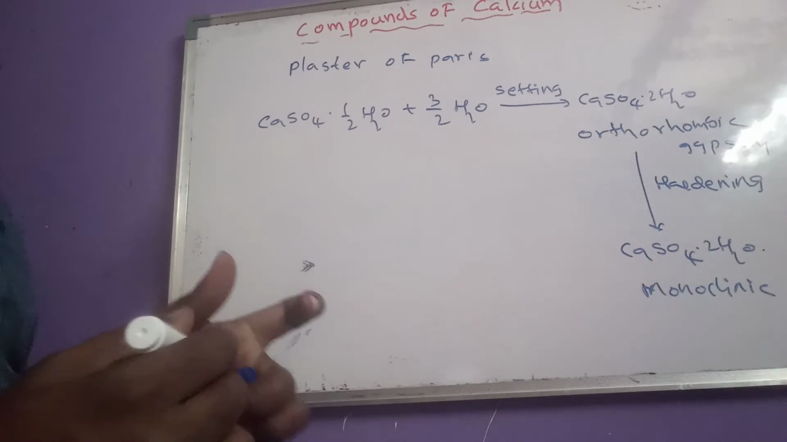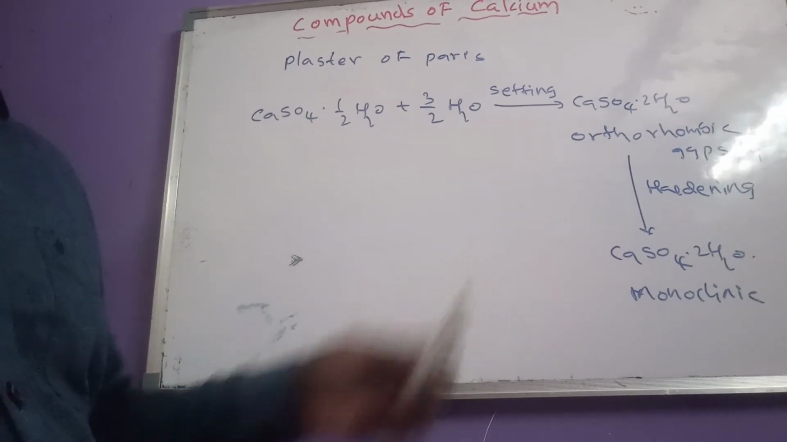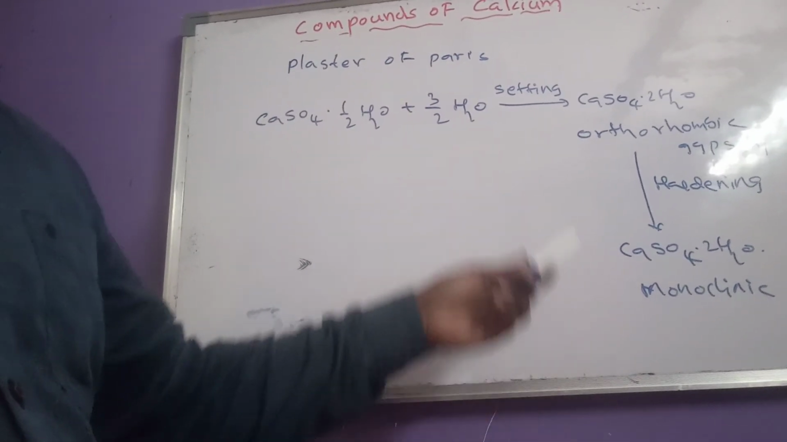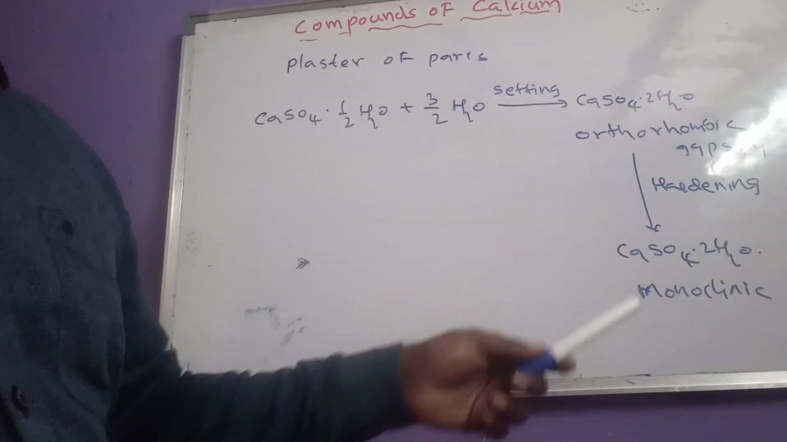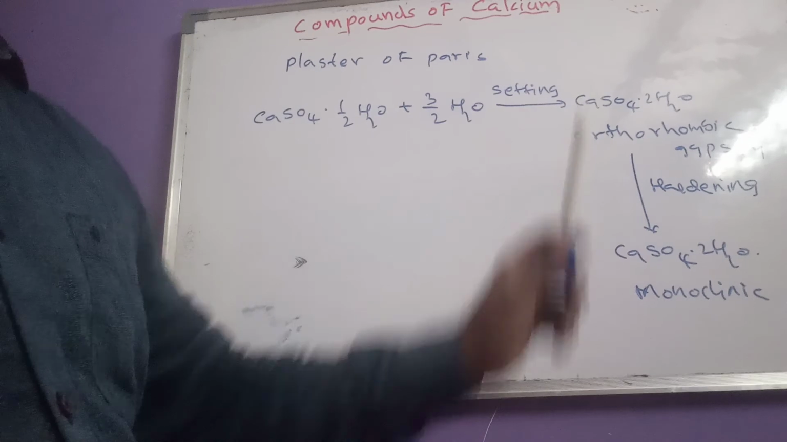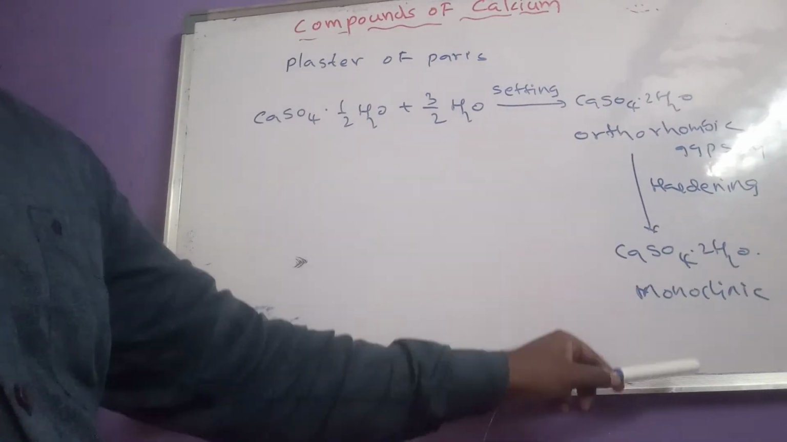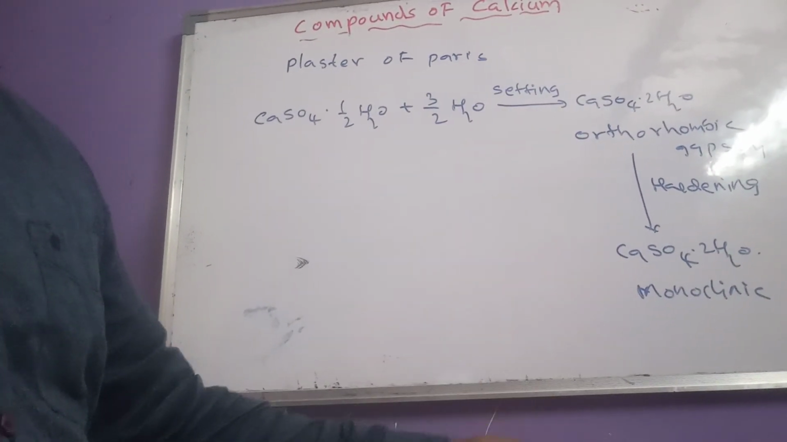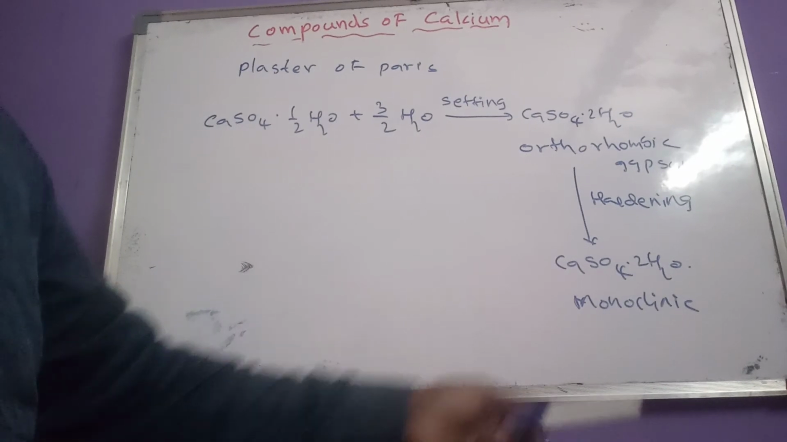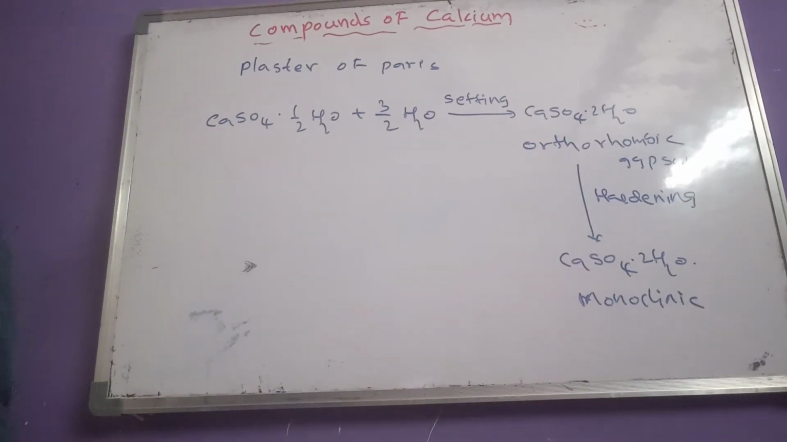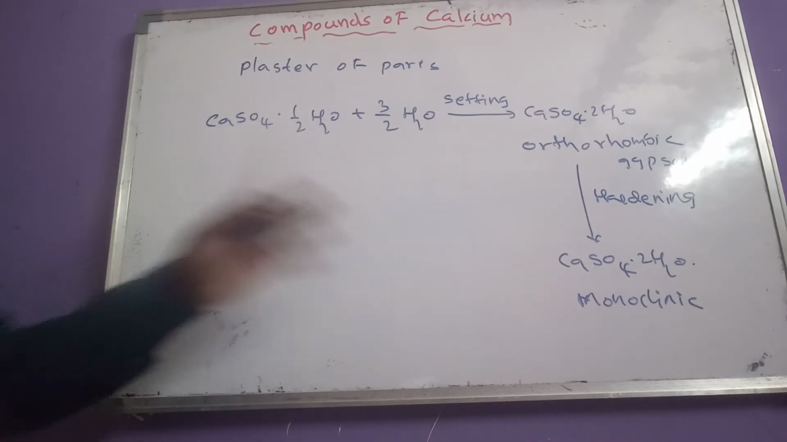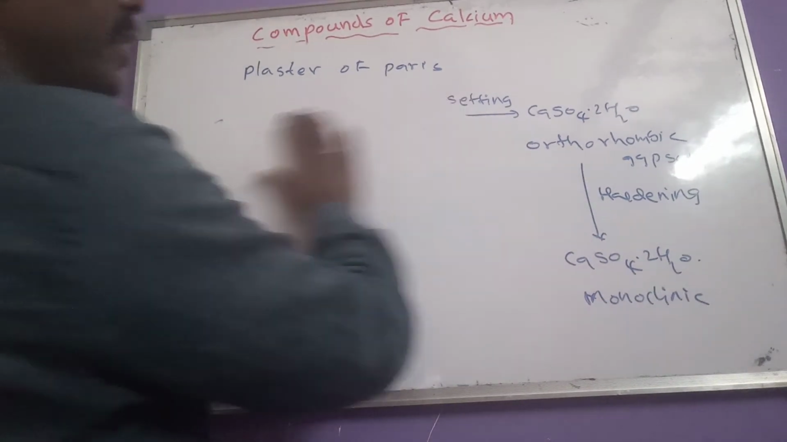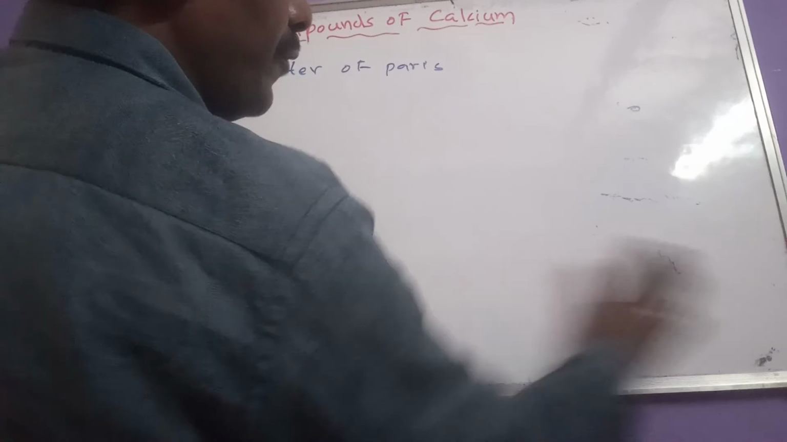In competitive exams we get questions related to this topic. What is the gypsum formed in the setting process? Orthorhombic gypsum. And in the hardening stage, what is the name of the gypsum formed? That is monoclinic gypsum. So this is one important reaction regarding plaster of Paris.